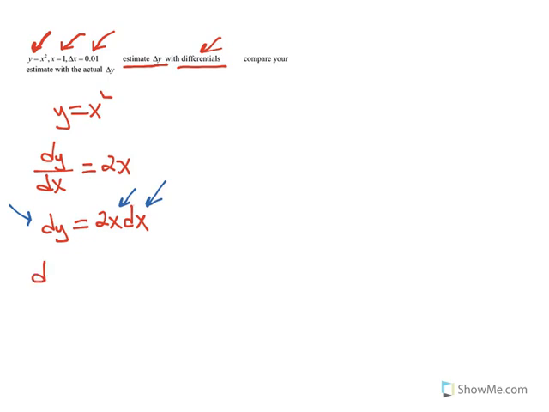So how much will y change by if we have an x value of 1? They said x was going to be 1. So the x value is 1, and the change in the x value, the dx or the delta x, is going to be 0.01. And if we work this out, we have 2 times 1 times 0.01, so that should get you 0.02.